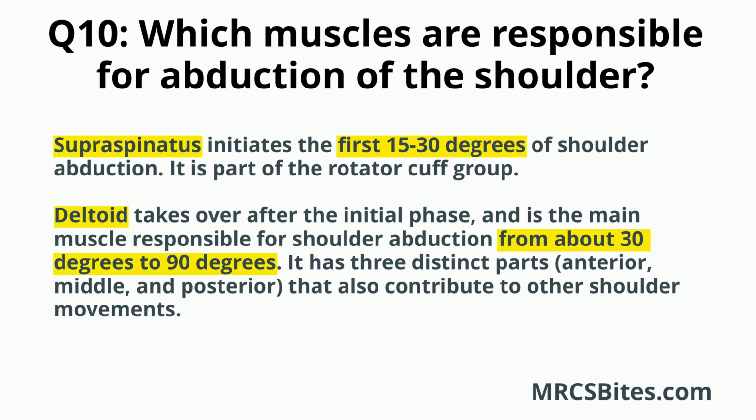Question 10. Which muscles are responsible for abduction of the shoulder? Supraspinatus initiates the first 15-30 degrees of shoulder abduction. It is part of the rotator cuff group. Deltoid takes over after the initial phase, and is the main muscle responsible for shoulder abduction from about 30 degrees to 90 degrees. It has three distinct parts, anterior, middle, and posterior, that also contribute to other shoulder movements.